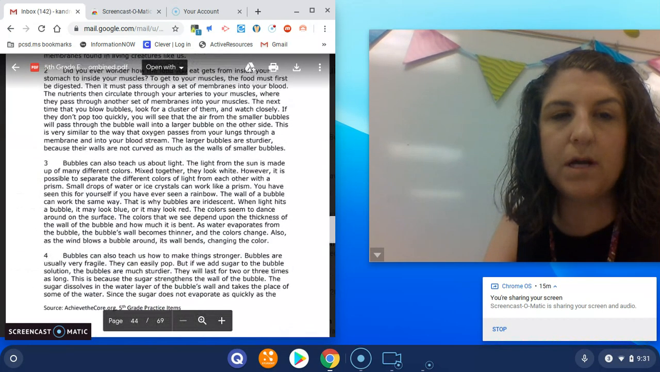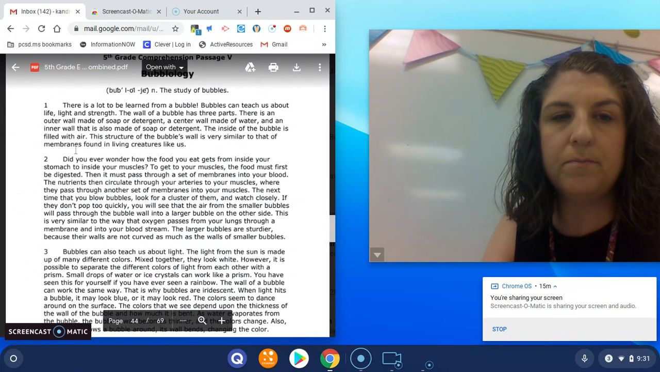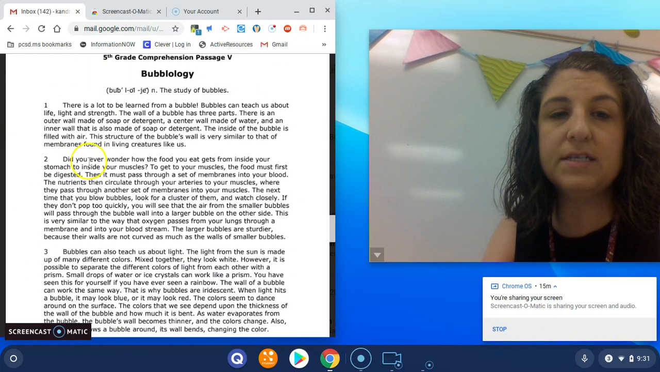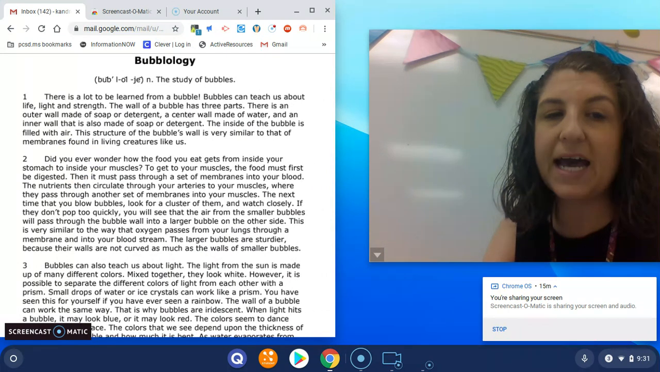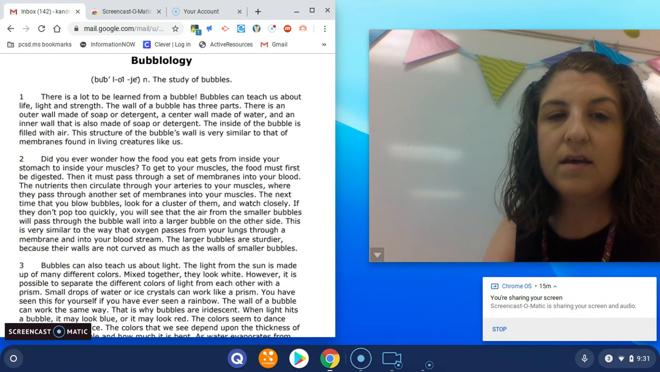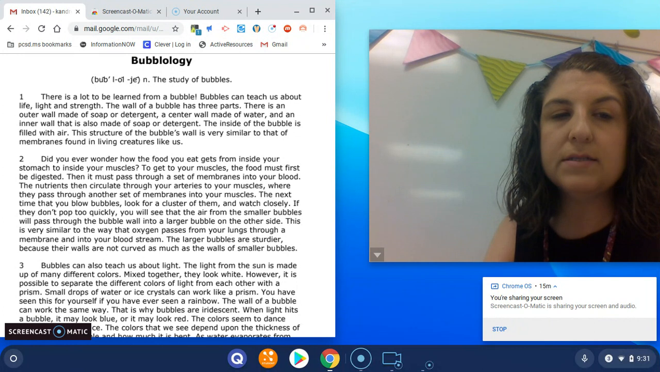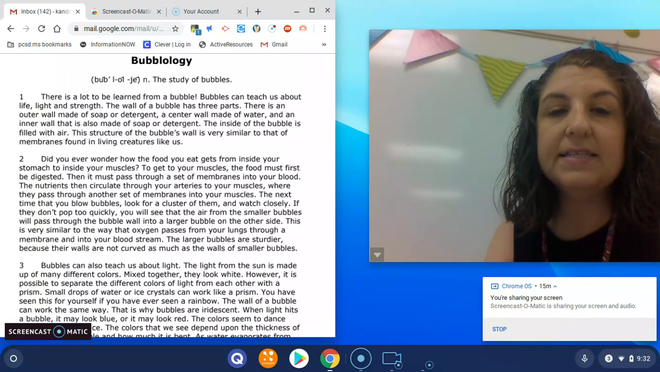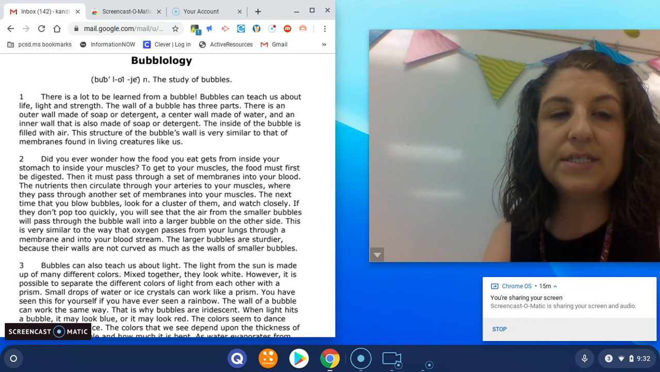There's a lot to be learned from a bubble. Bubbles can teach us about life, light, and strength. The wall of a bubble has 3 parts. There's an outer wall made of soap or detergent, a center wall made of water, and an inner wall that is also made of soap or detergent. The inside of the bubble is filled with air. The structure of the bubble's wall is very similar to that of membranes found in living creatures.